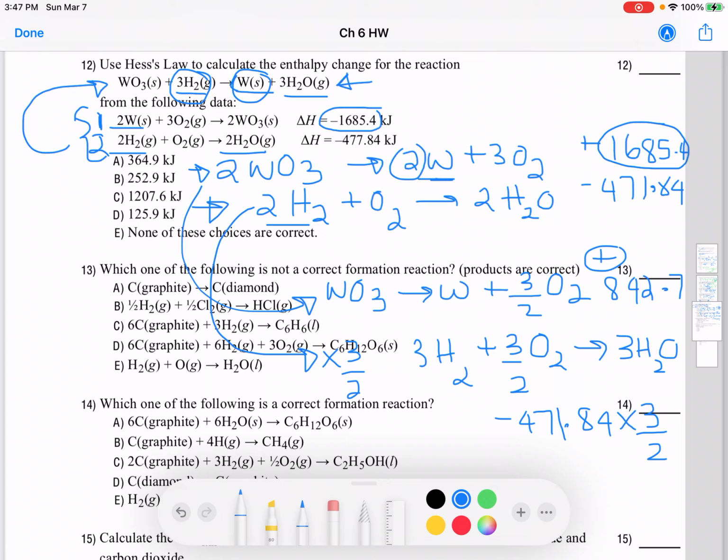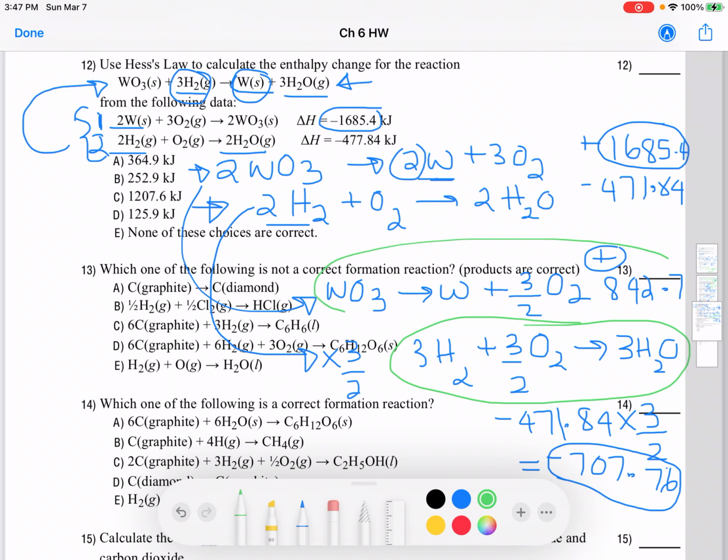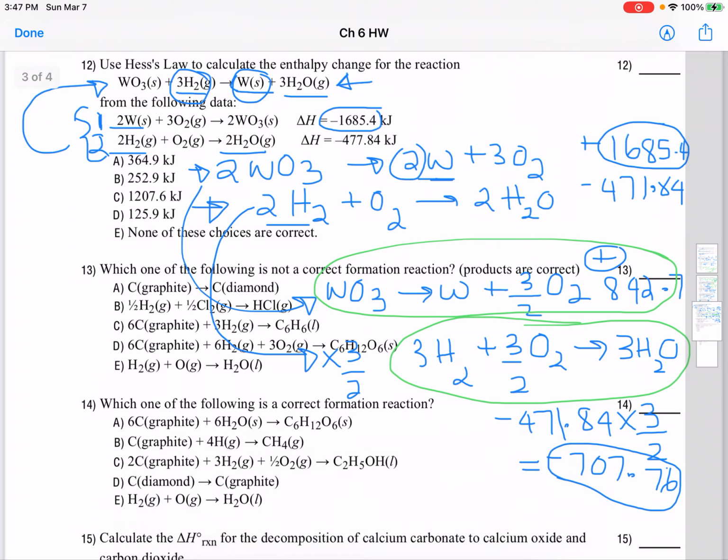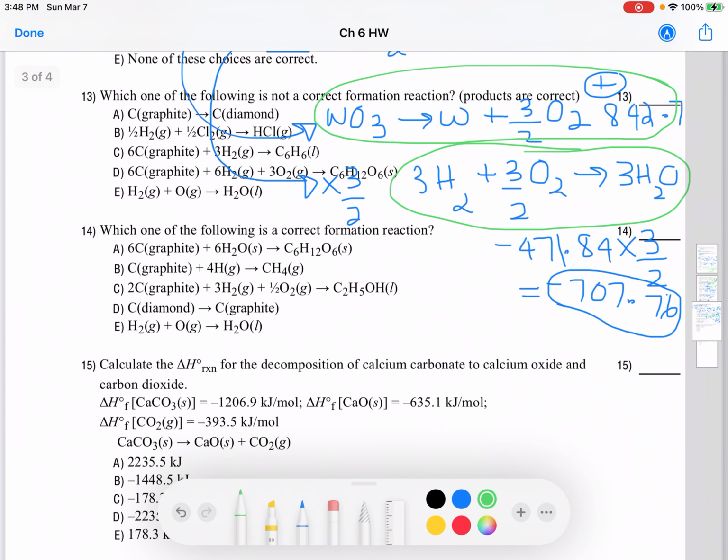Negative 471.84 times 3/2. That will give you 707.76 kilojoules. Okay. Now when we add these two equations together, are we getting our target equation? See, we had to manipulate these equations. So let's add those two that I circled in green.